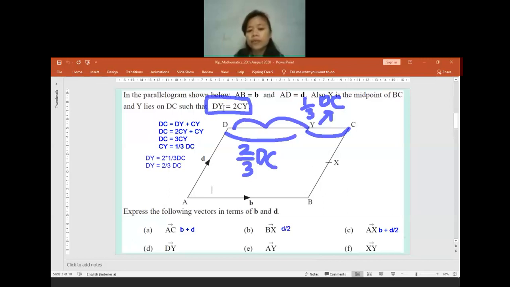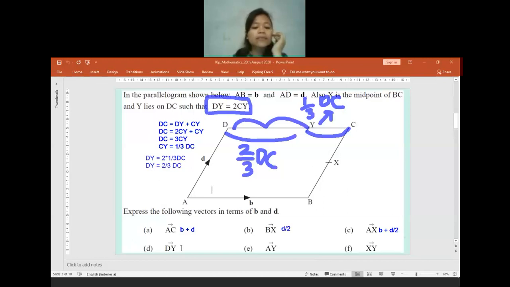And then I use the first sentence, dy is equals to 2 times cy. The cy I already got as 1 per 3 of dc. 2 times 1 per 3 of dc will be 2 per 3 of dc. So whichever way you feel more comfortable with, you can pick. Is it still confusing for you, Nico, or how? Nico. Or is it clear? Okay.